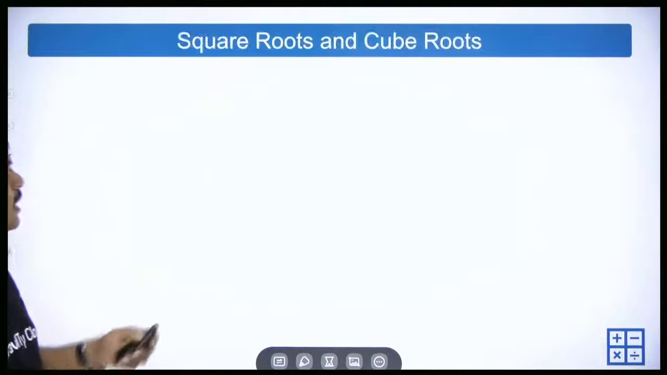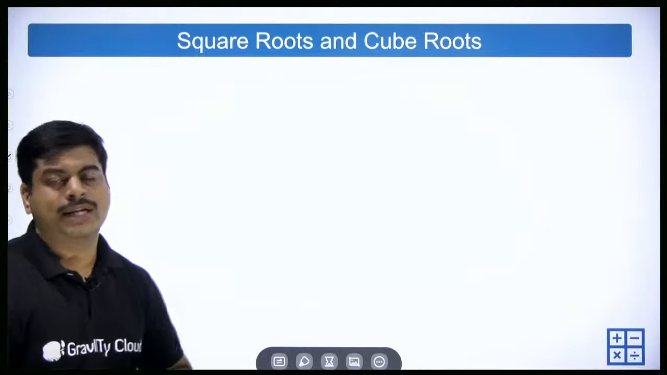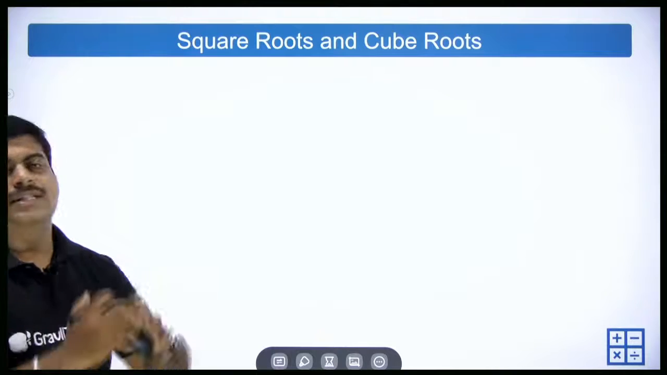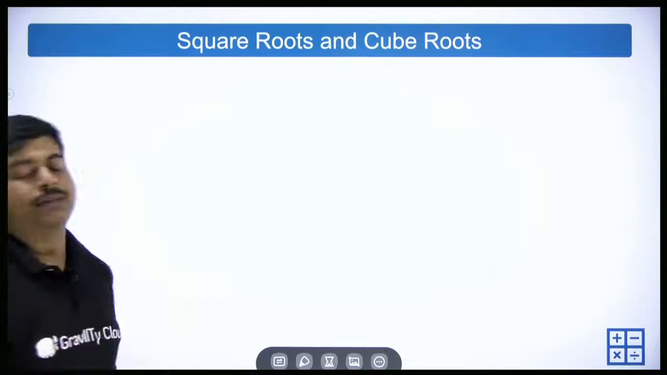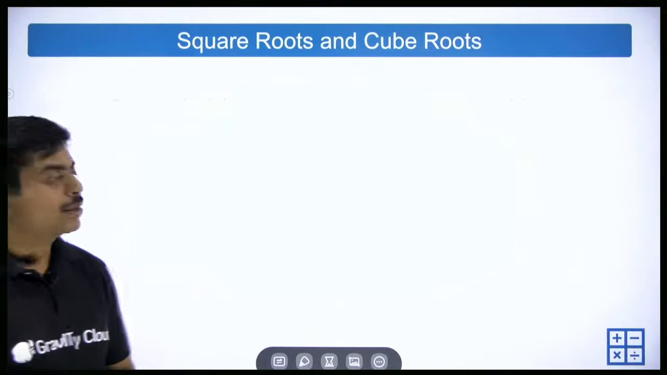Now, let's try to understand square roots and cube roots. Before that, let's try to understand squares and cubes. Then we'll go forward to square roots and cube roots. In today's class, we're going to discuss squares and cubes.